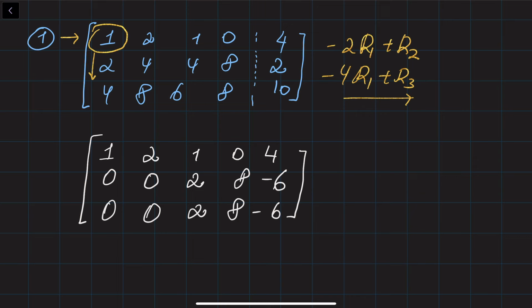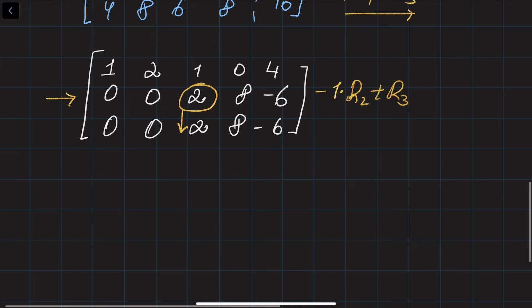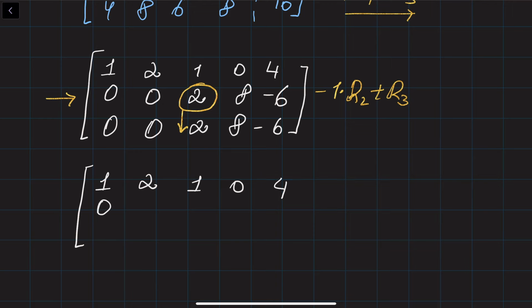In order to get the pivot in the second column, we need, in the second row, sorry, in the second row, we need to again choose the first non-zero entry and eliminate everything below this. In order to do this, we multiply the second row by -1 and add this to the third row. And if you do this, what we get is 1, 2, 1, 0, 4; 0, 0, 2, 8, -6; 0, 0, 0, 0, 0.